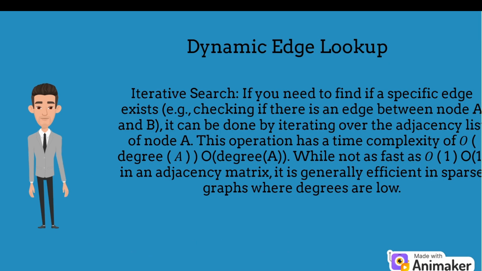Dynamic edge lookup. Iterative search. If you need to find if a specific edge exists, it can be done by iterating over the adjacency list of node A. This operation has a time complexity of order of degree A, while not as fast as order of 1 in an adjacency matrix, it is generally efficient in sparse graphs where degrees are low.